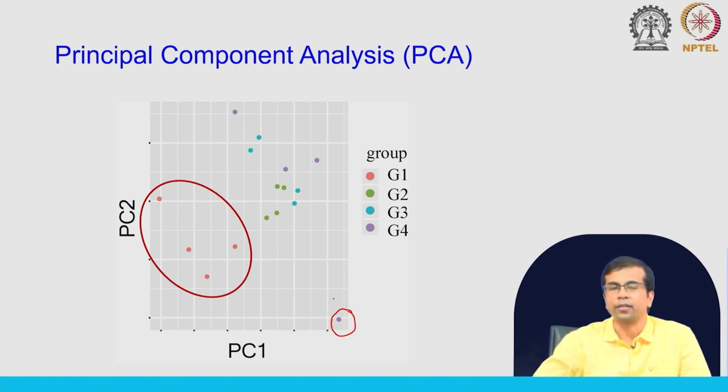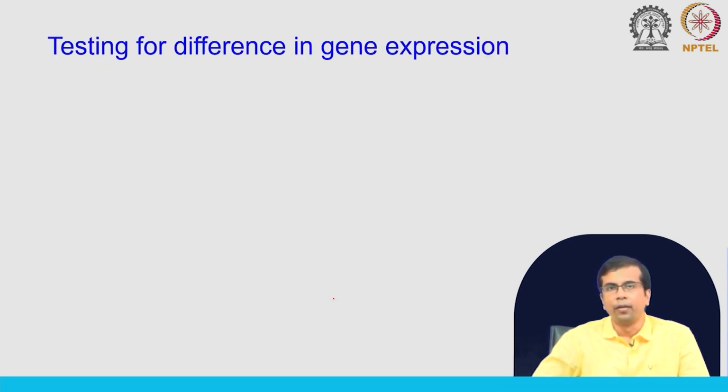It does not cluster with group 1 or with the group 2, group 3, group 4 cluster, right. So, it is probably an outlier that we may have to remove before we can actually do any differential expression analysis, right. Otherwise this might affect the results, okay, and this could be an artifact of experimental errors, etc.